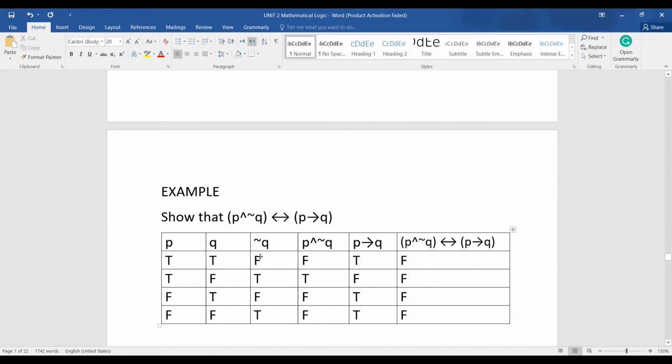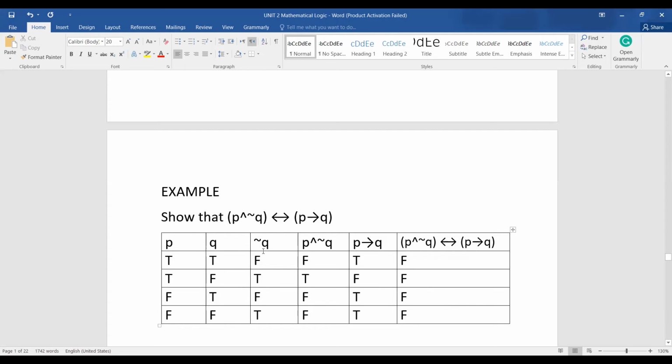Similarly, we'll do it again. While solving such problems, we only write the first two columns. All the other columns depend on the question itself. P and Q are the only things that we write ourselves. The other columns depend on the question, whether we need negation P, negation Q, and, or, if then. So we write the possible values for P and Q. It could be both true, true false, false true, or both false.